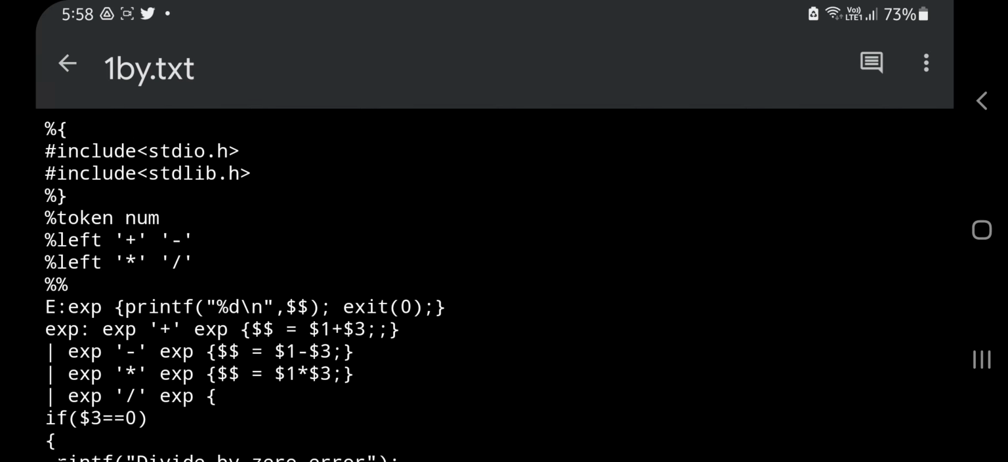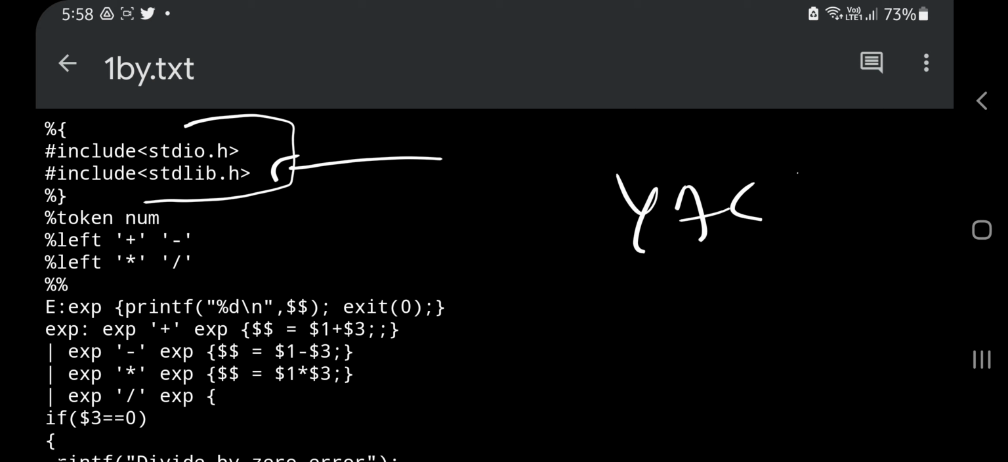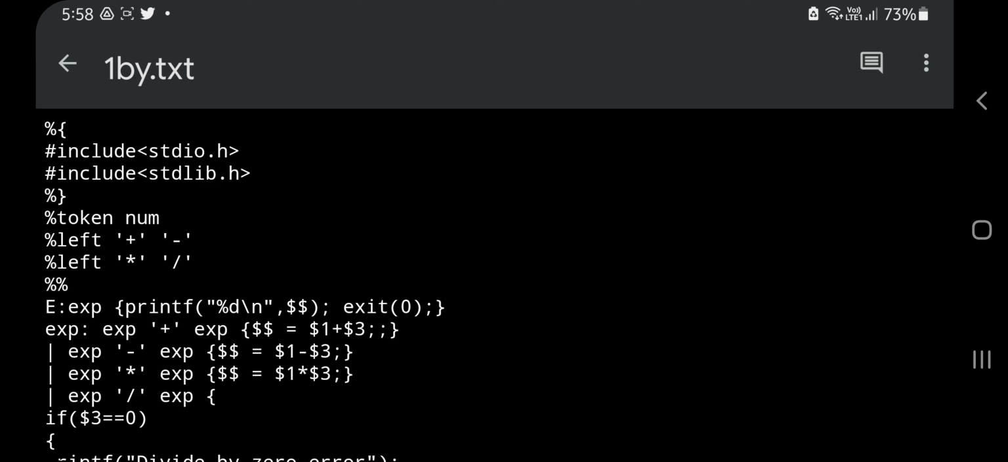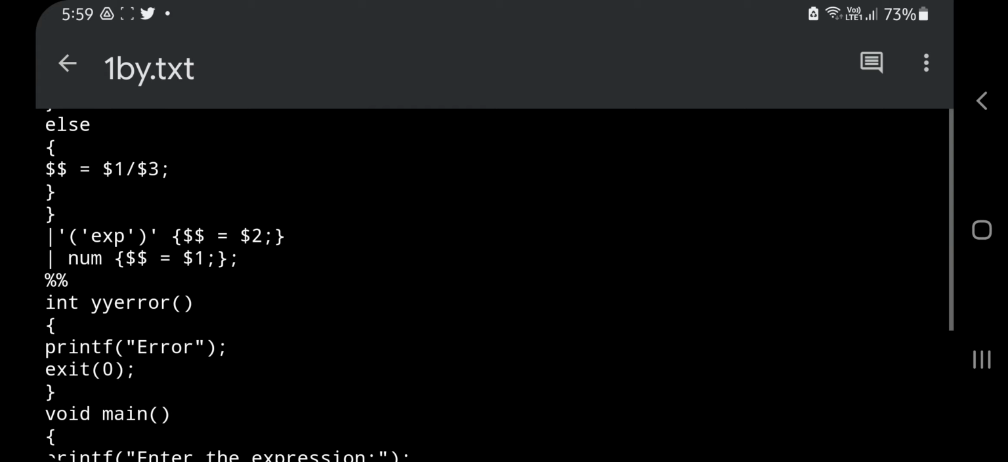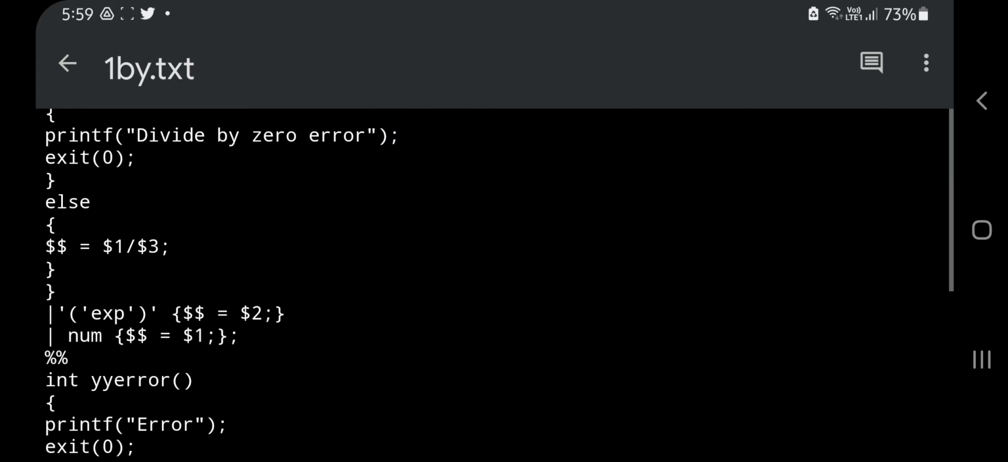And here we'll have the declaration section, hash include stdio and hash include stdlib for all the Yacc programs. For all the Yacc programs, these are the two things you have to write: stdio, stdlib. And you'll have to write the tokens as well. Remember, tokens. And here is the logic part, which is the rules part. So that's all what is in 1b.y.